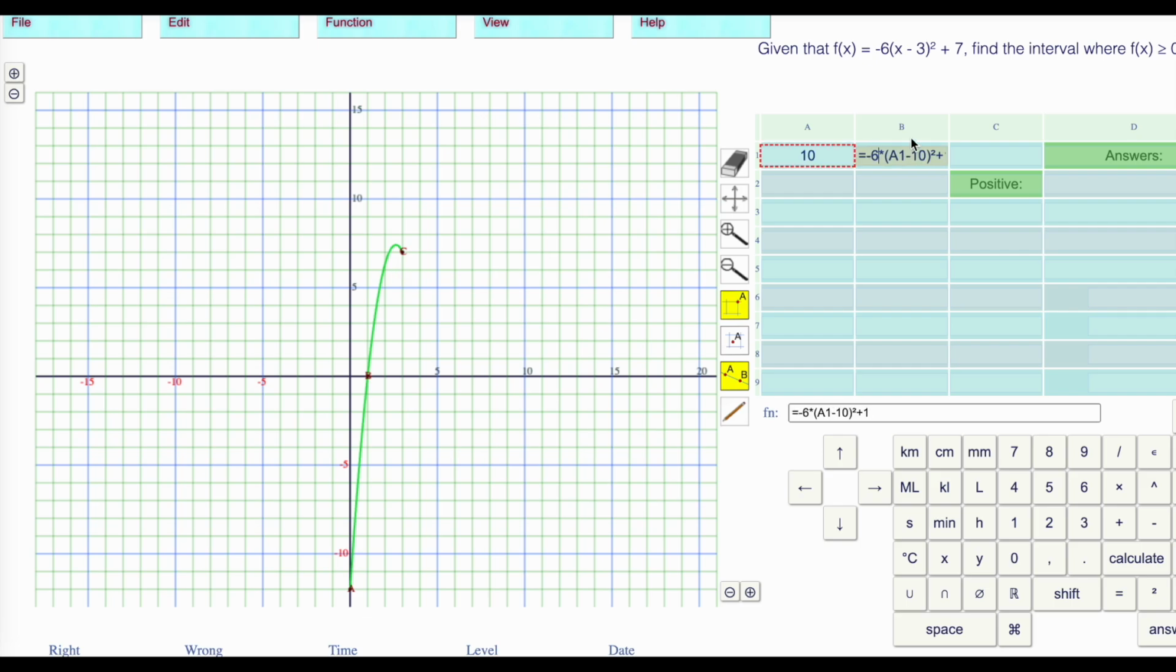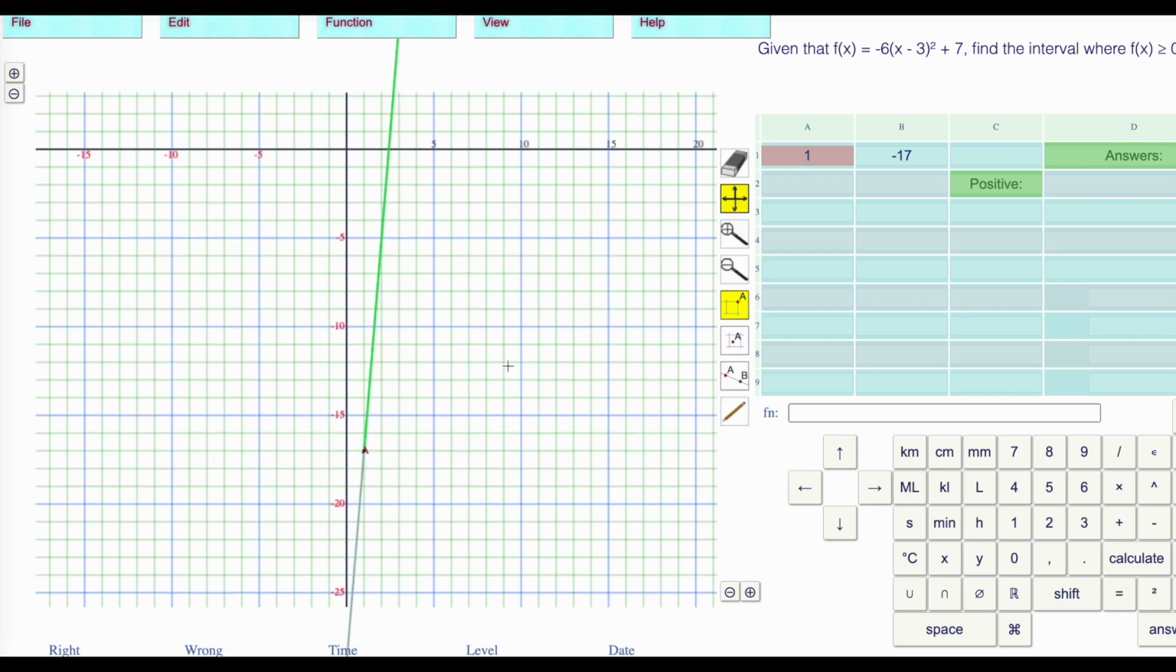Negative 6 times (x minus 3) squared plus 7. When x is 10, we're at negative 287, so that's not very useful to us. Let's see when x is 1. What do we get? Negative 17. Okay, good. So when x is 1, we're at negative 17.